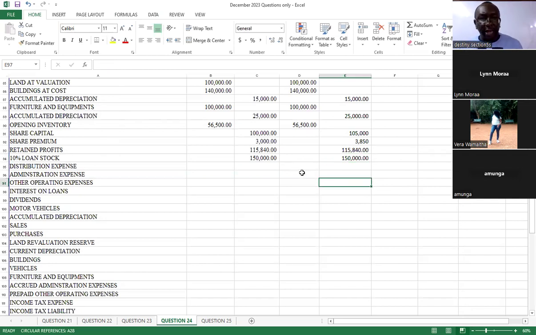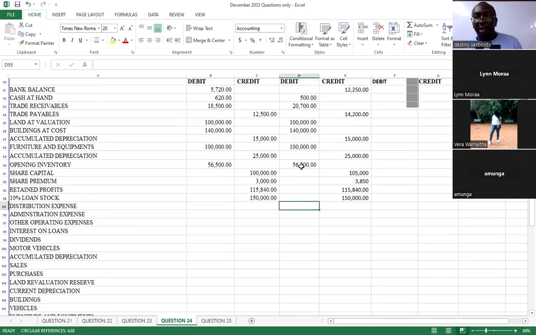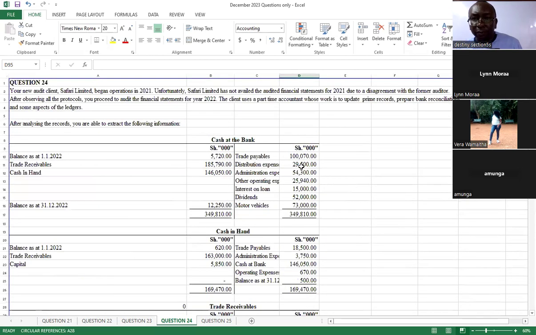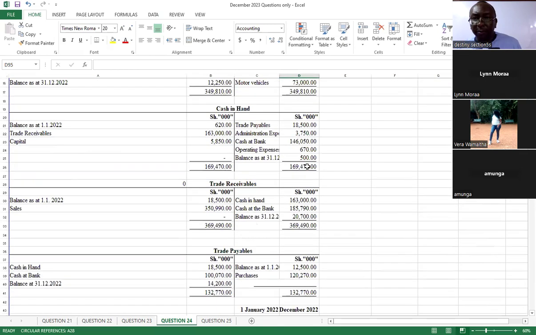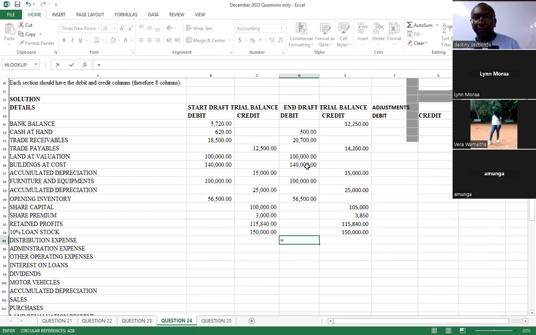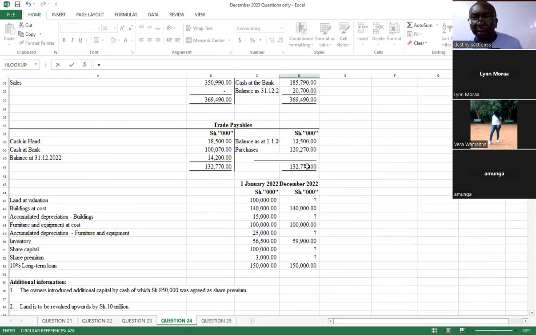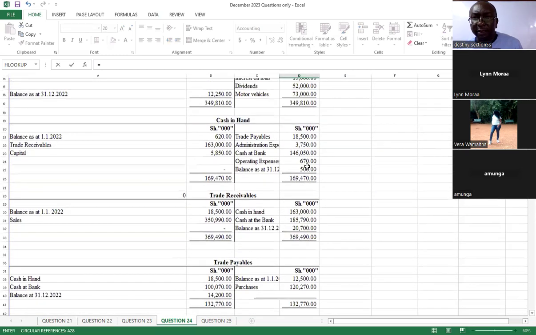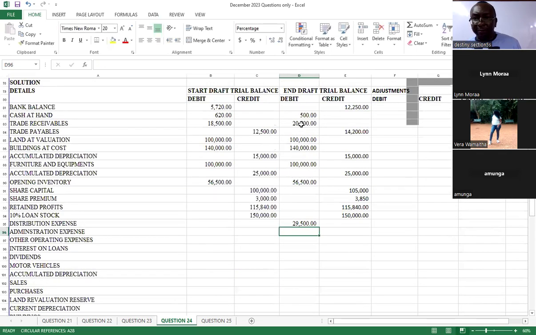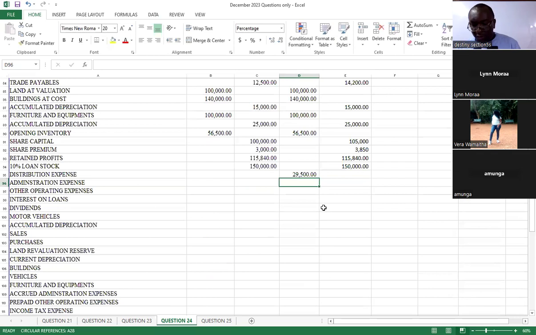So let's now go to the distribution expense. Distribution expense, this is captured here. So it is supposed to be a debit balance. We bring it here, equals. We come and pick it there. You press enter.